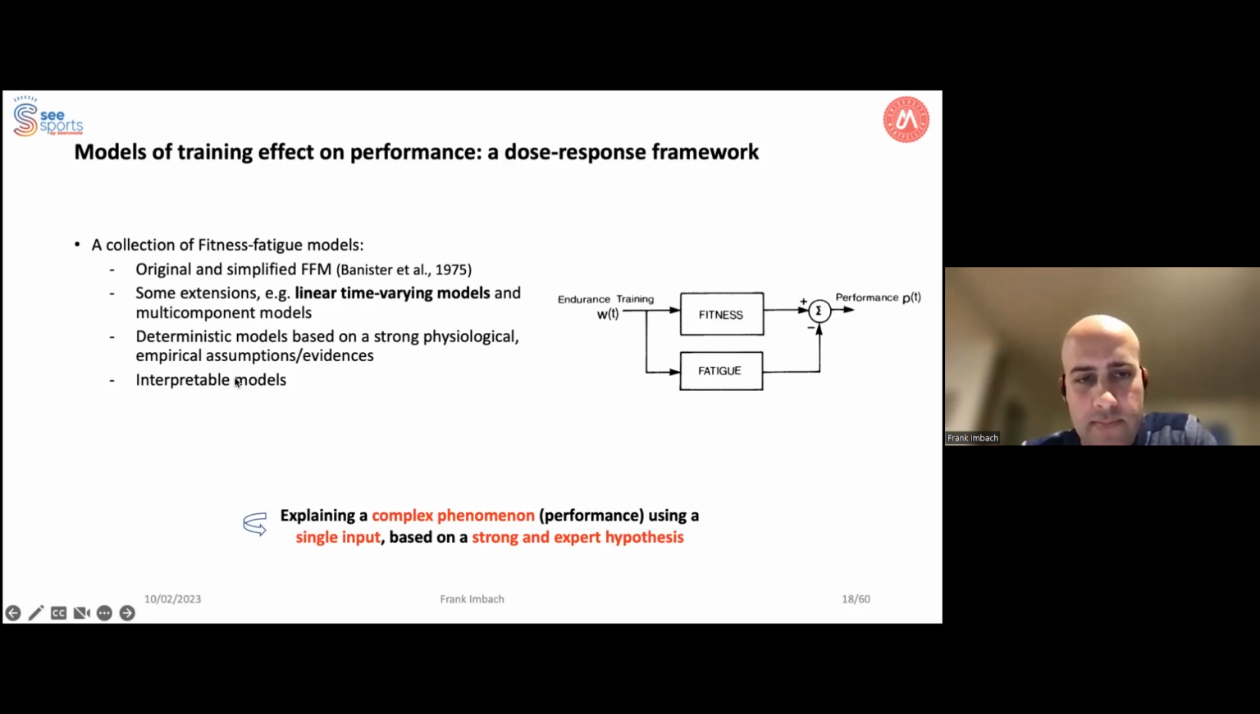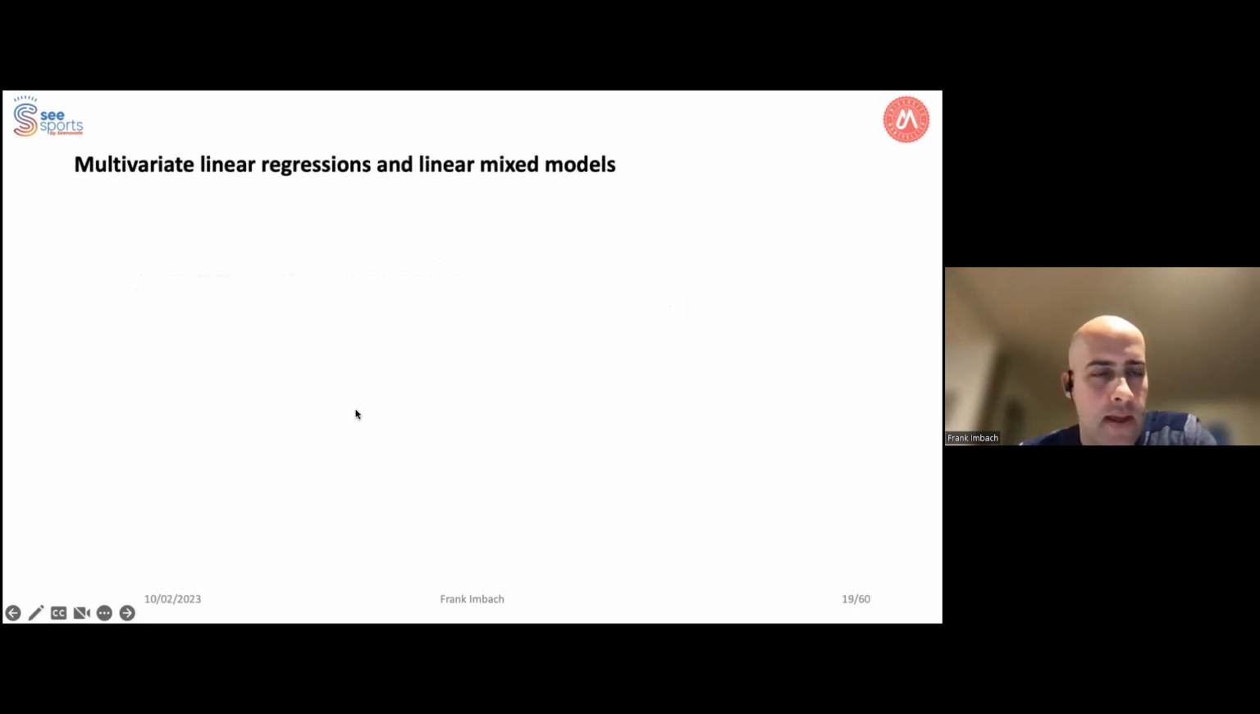So we are trying to explain a complex phenomenon, which is athletic performance, in our case, using a single input here, and based on a strong and expert hypothesis. So keep that in mind.